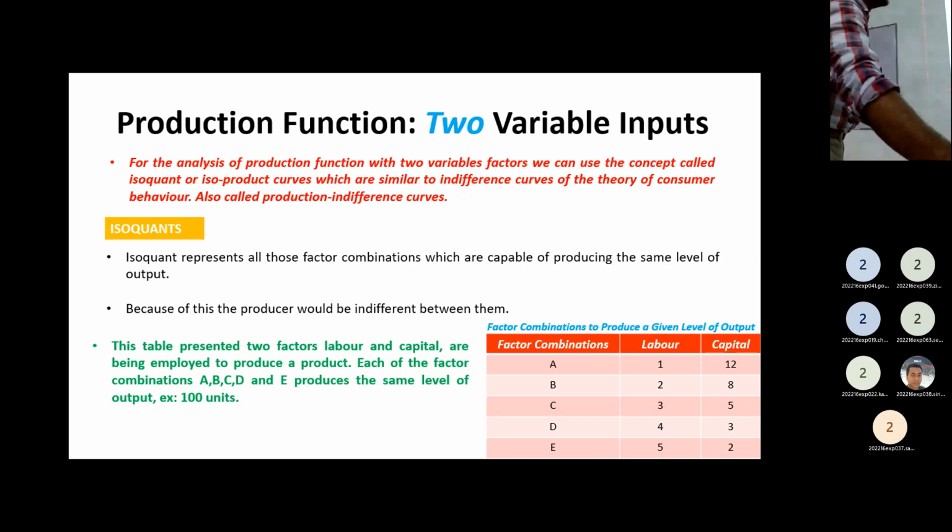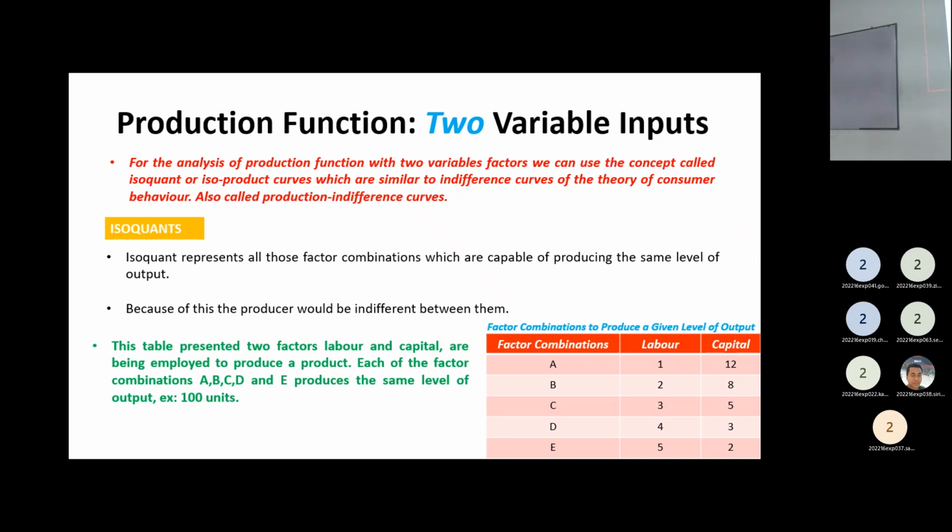Accordingly, you could see that here it says, for the analysis of production function with two variable factors, we can use the concept called isoquant or iso product curves. Now we are going to discuss something called iso product curves or isoquant curves, which is also similar to the indifference curve analysis of the theory of consumer behavior. Have you done indifference curves?